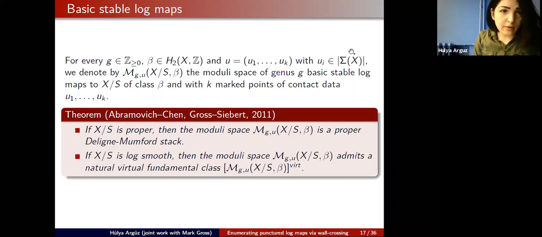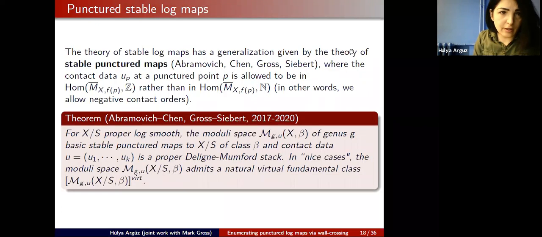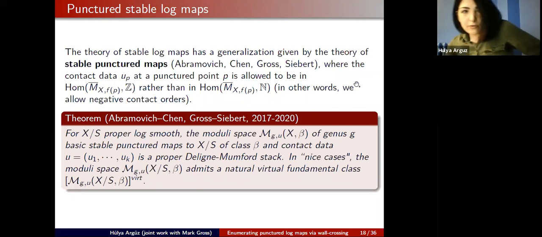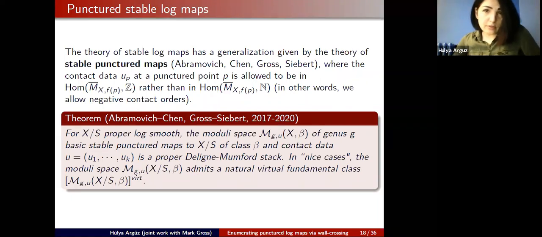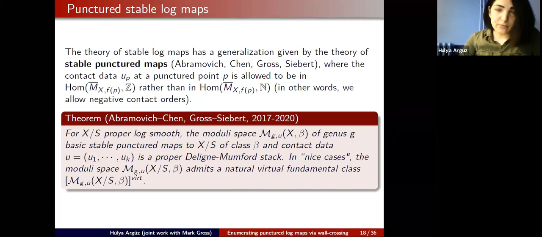And what do punctured stable log maps do? So you generalize the theory to stable punctured maps, a generalization provided by Gross, Abramovich, Chen, and Siebert, where the contact data is allowed to be negative. So you modify your Gauss sheaf. So you look at maps not to natural numbers, but to integers. So you allow negative contact orders.